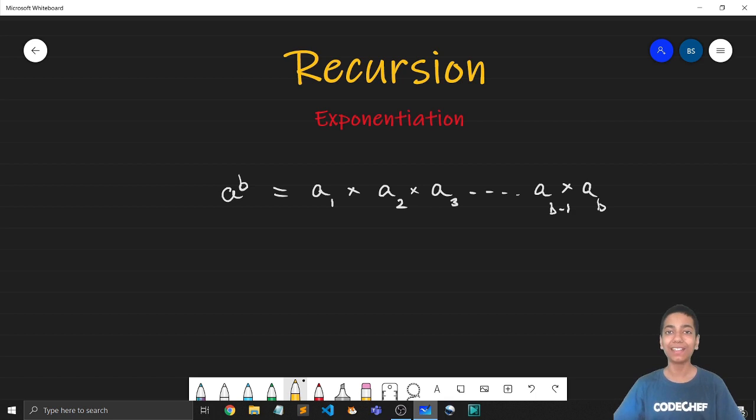So I am back with yet another video on yet another classic recursion problem. Today we'll try forming a recursive solution to find any number raised to the power of another.